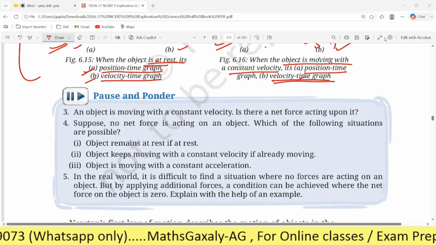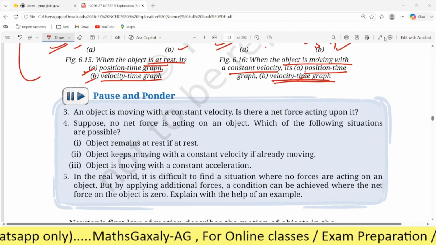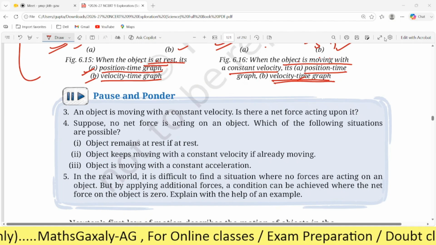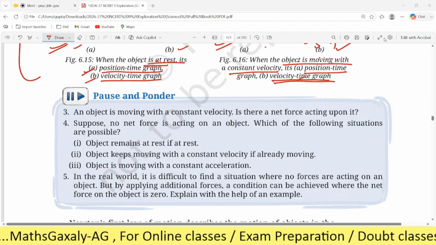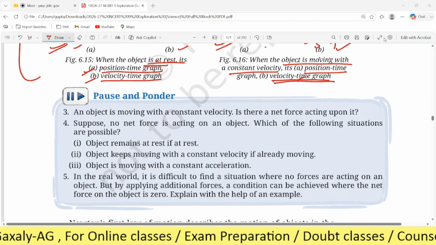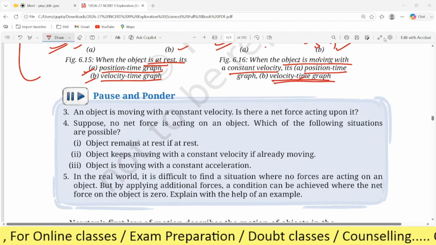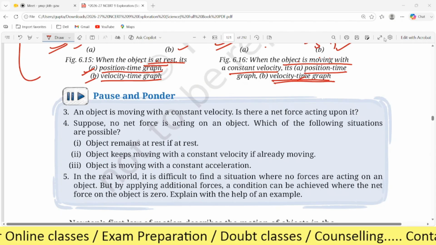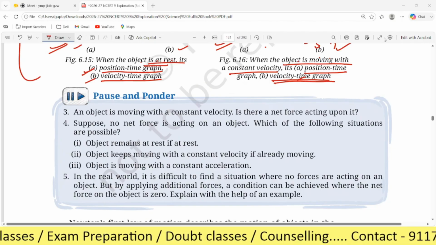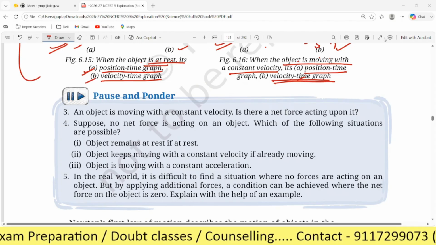When an object is moving with a constant velocity, is there a net force acting upon it? I mean, yes, there could be, right? No. If it acts, then its velocity will change, right?